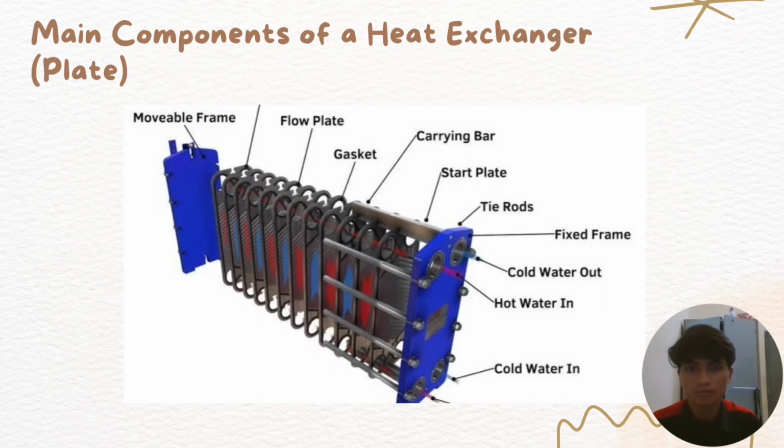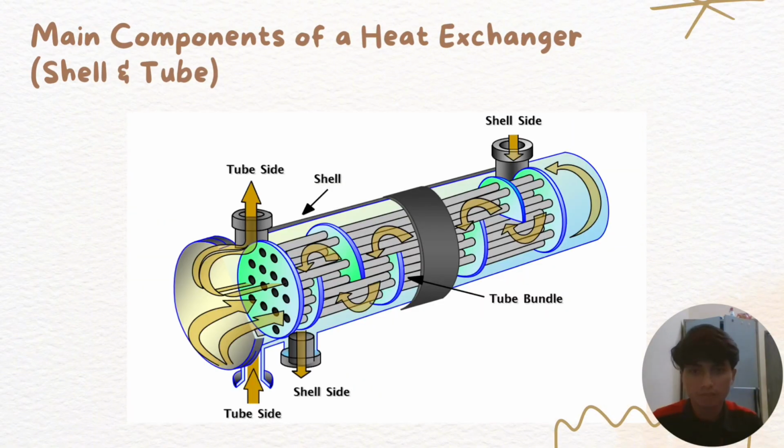Main components of a heat exchanger, type plate: movable frame, flow plate, gasket, carrying bar, start plate, tie rod, fixed frame, cool water out, hot water in, cool water in. Main components of a heat exchanger, type shell and tube: tube side, shell, shell side, tube bundle, shell side, tube side.